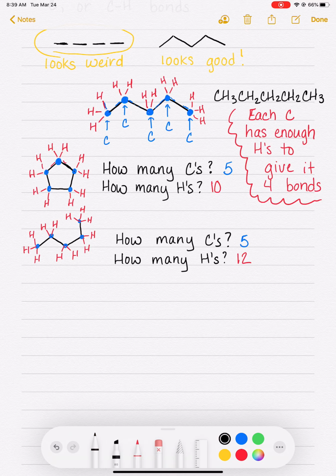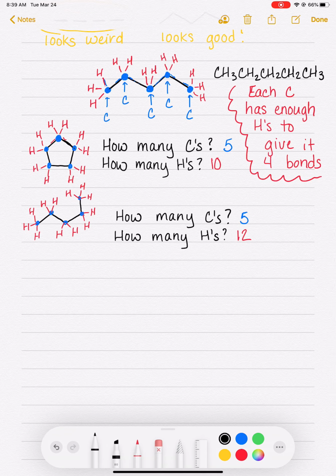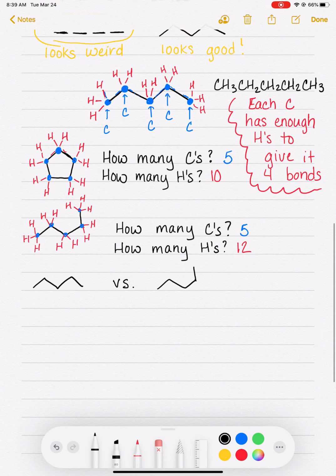So now I have another question for you. The first line structure that we drew, which looked like this one right here, and the line structure that I just drew, which looks like this one right here. What is the difference between those two? Are these different?